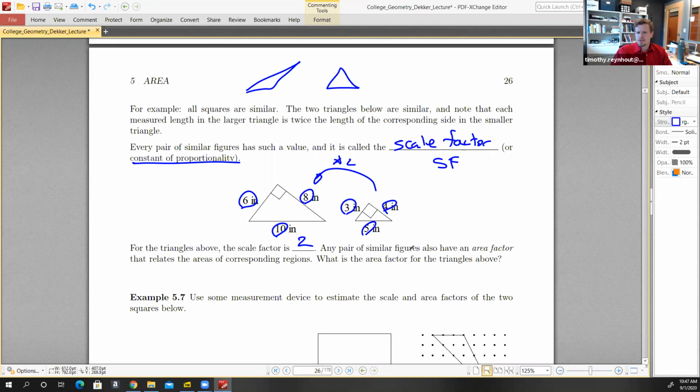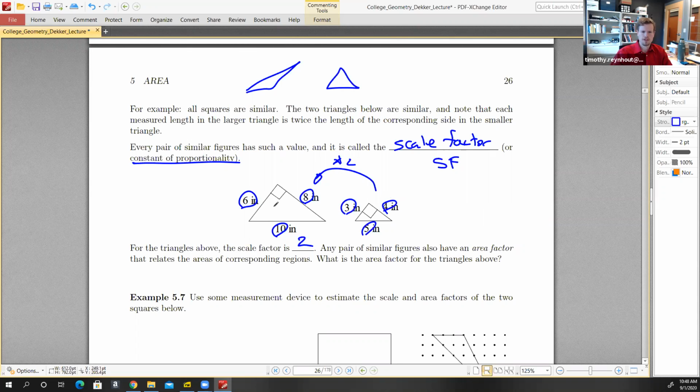So any pair of similar figures also have an area factor. So scale factor is how the side lengths are changed, and the area factor discusses how the area changes. What are we multiplying by to change the area? So what is the area factor in the triangles above?